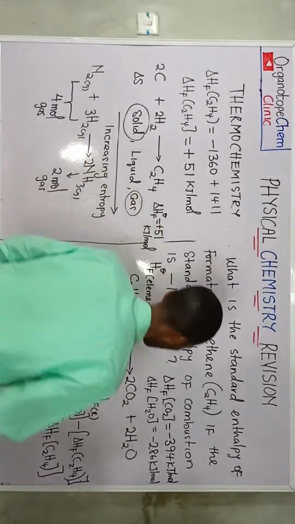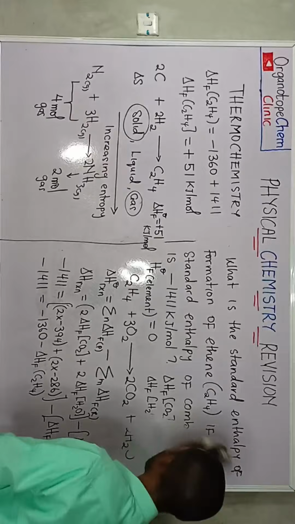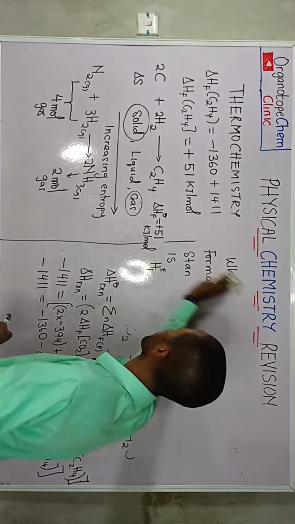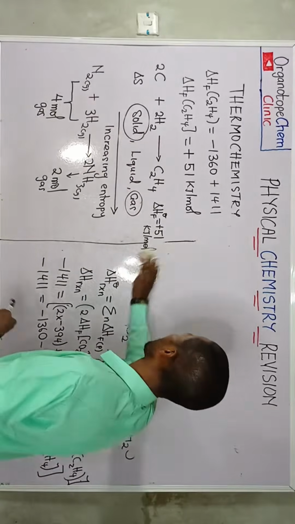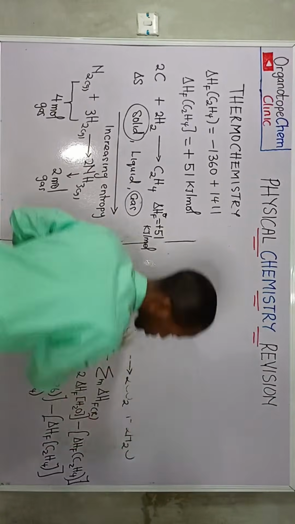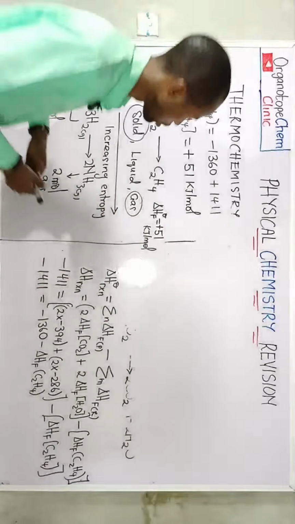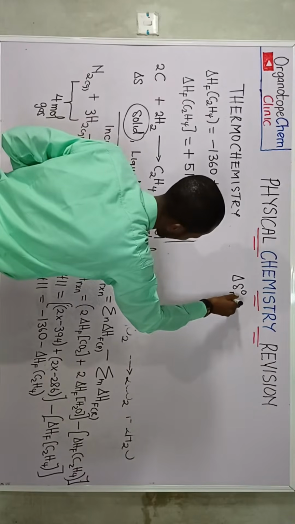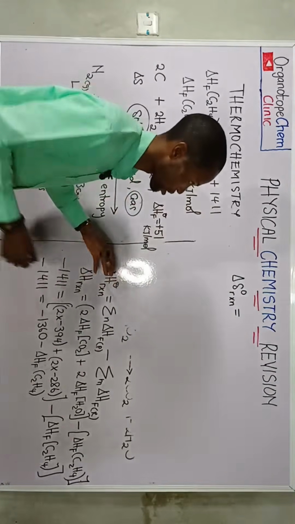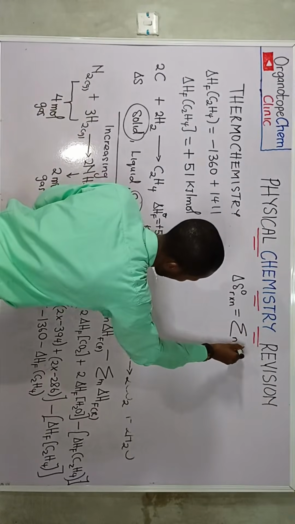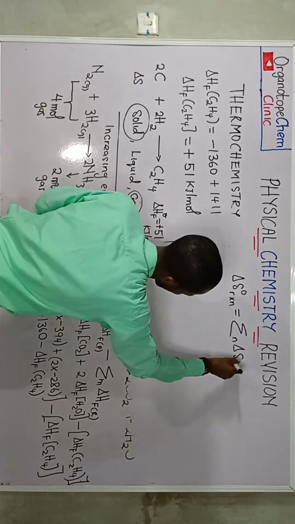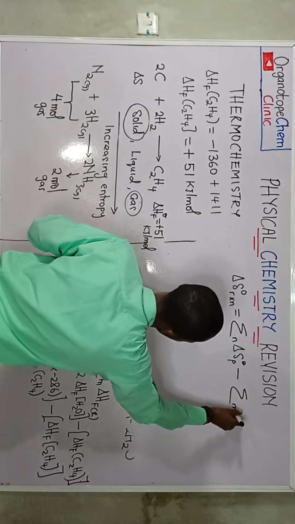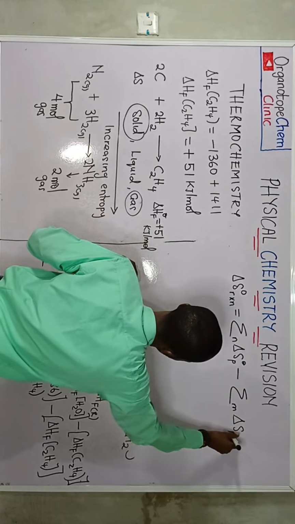I'm going to give you an expression that you are going to use anytime you are to calculate anything on entropy. We have lots of questions on entropy from JUPEB. Okay? It comes in different forms. So, for the standard entropy of reaction, you can use the expression: summation of n delta S of products minus summation of m delta S of reactants.